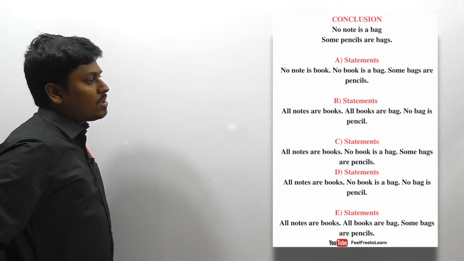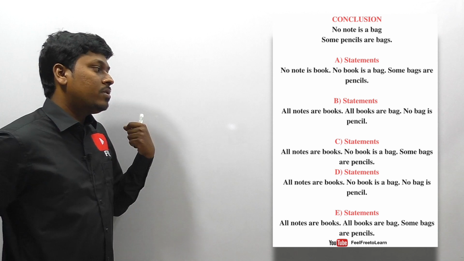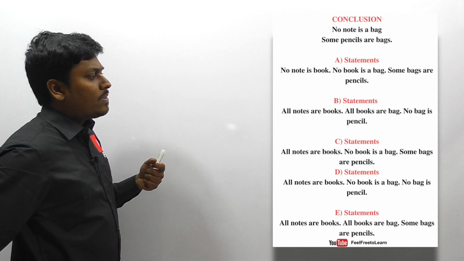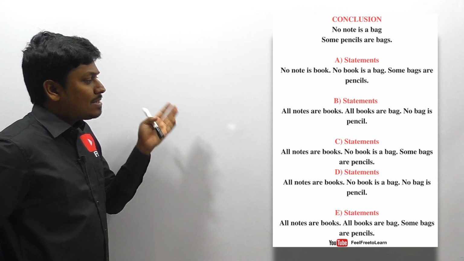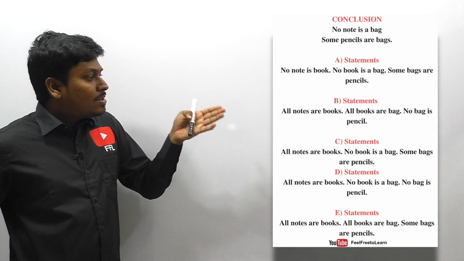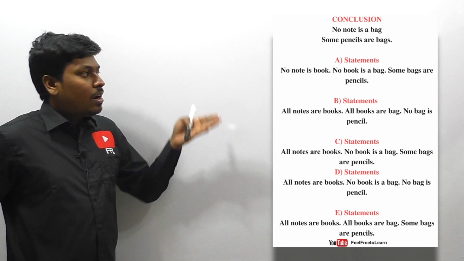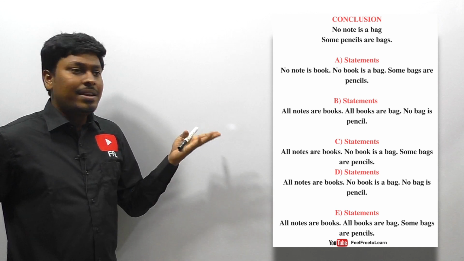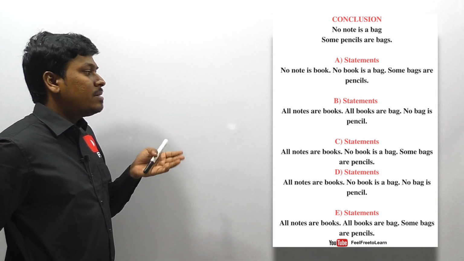Statement number 4. So friends, again in statement number 4, no bag is pencil. So we can say that statement number 4 is also eliminated. Statement number 5: all notes are book and all books are bag, some bags are pencil. Statement number 5 is also eliminated. Why? Because in statement number 5, all the 3 statements are positive. If all the 3 statements are positive, how can the negative conclusion follow? So we can say that statement number E is eliminated, and statement number 4 is eliminated.